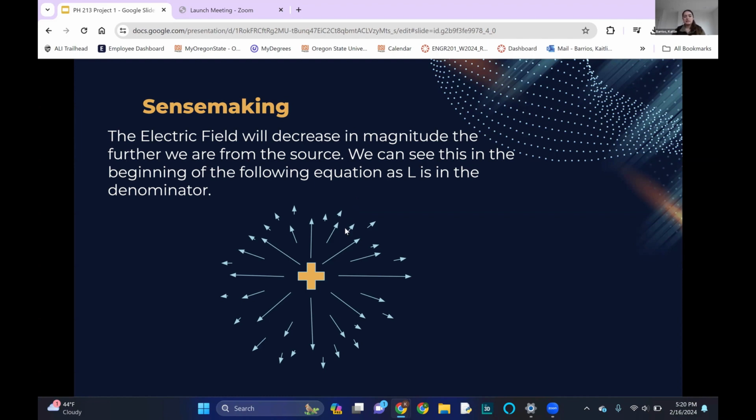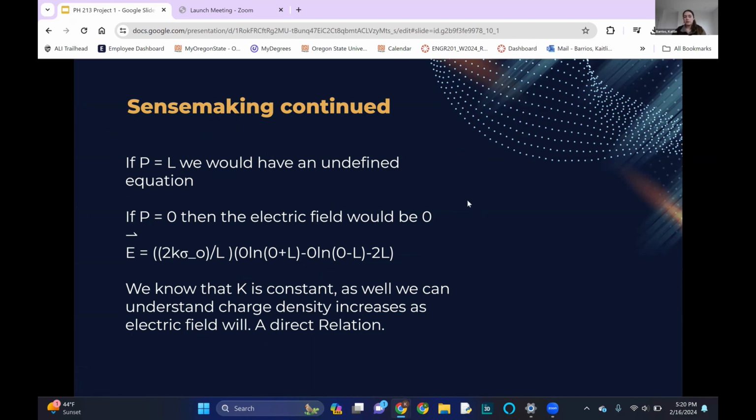And we can see that in closer proximity, we have larger vectors representing a larger magnitude of the electric field. But the further out we go, the lesser the magnitude of the field is. There are a few different ways that we can also verify this further. How can we prove that? First, in our equation, we knew that if P equaled L, we would have an undefined equation.